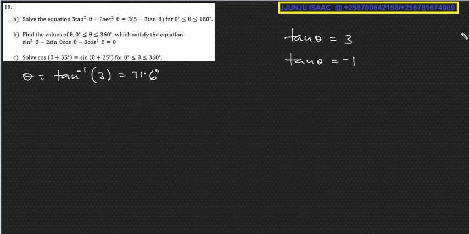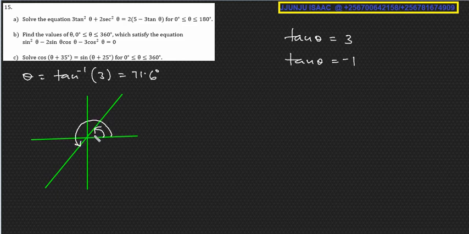So where is tan positive? First and third quadrant. So for tan, it is positive in the 2 quadrants. So we have that. Then we also need to get this angle. So this is 71.6 and this is 71.6. So the first angle is going to be 71.6 degrees.